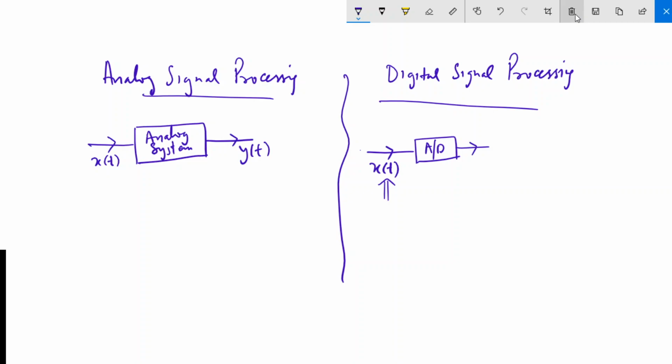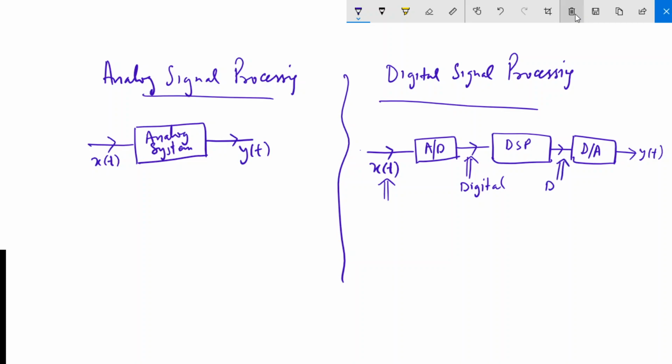Okay, so at the output of this, your signal will become digital, and then you have here digital signal processing, DSP. Okay, so the signal is now processed in digital format, and if you want to convert this signal back into the analog domain, you can interface a D to A converter here. You will get an analog output. Okay, so this is also digital, and this is analog, and the input is analog.